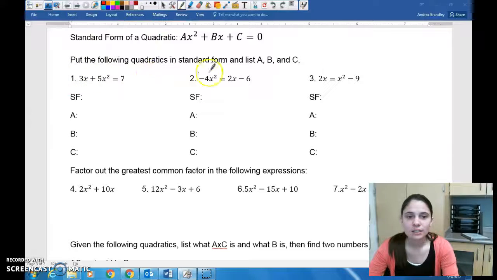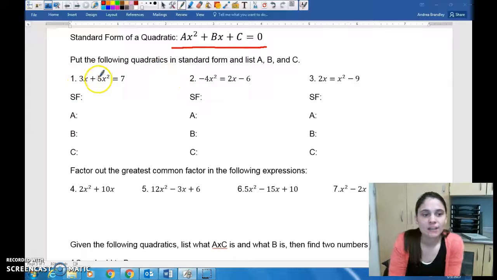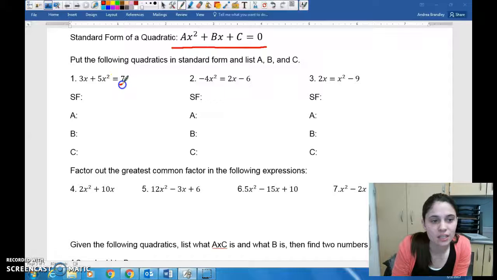So with these first 3 problems right here, we're going to go ahead and put each of them into standard form. But as we can see up here, in order to do that, we need everything to be on the same side of the equal sign. So if I look over here, I have 3x and a 5x squared, but I need my 7 over on that side of the equal sign. So to do that, I'm going to subtract 7 from both sides. And then I'm going to put these in order.